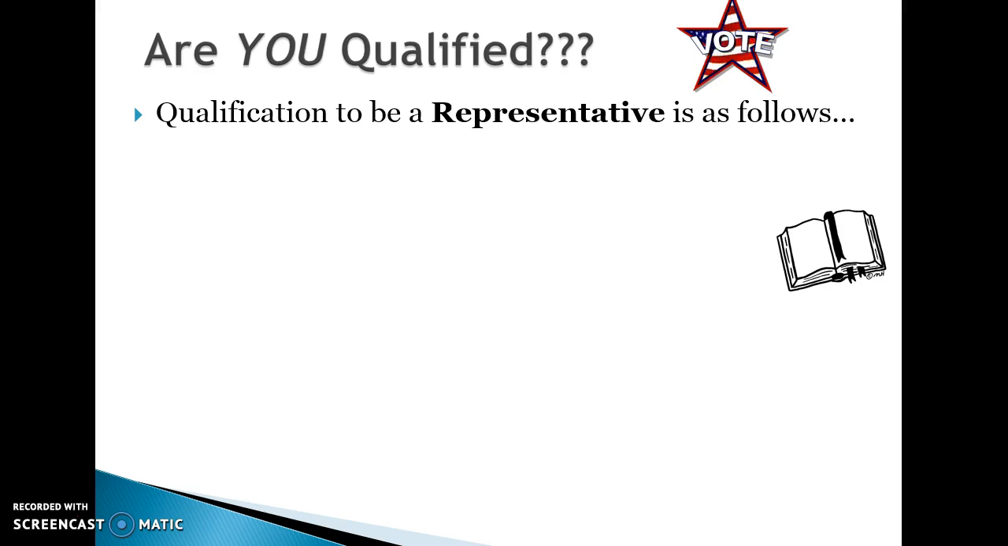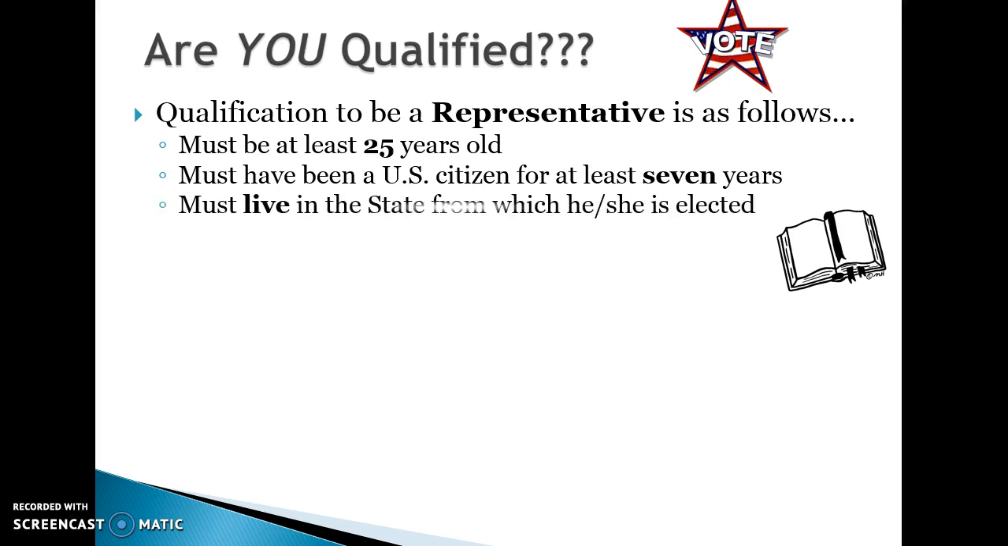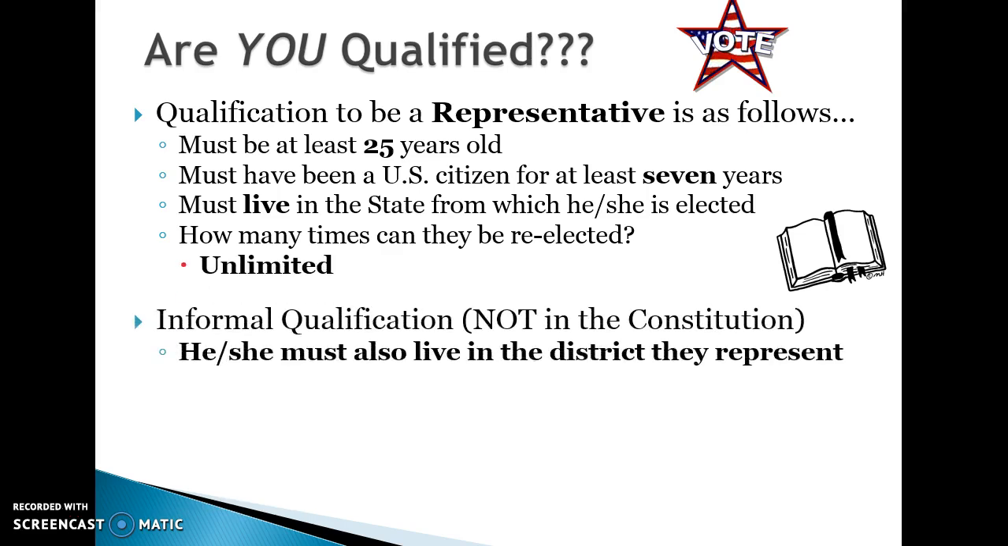Another thing that's important for the Constitution test is the qualifications to be a representative. Qualifications to be in the House of Representatives: you have to be 25 years old. You have to be a U.S. citizen for at least 7 years. And you have to live in the state in which you're elected. Now, there's an unofficial qualification, and that is that you have to live in the district that votes for you, that you represent.